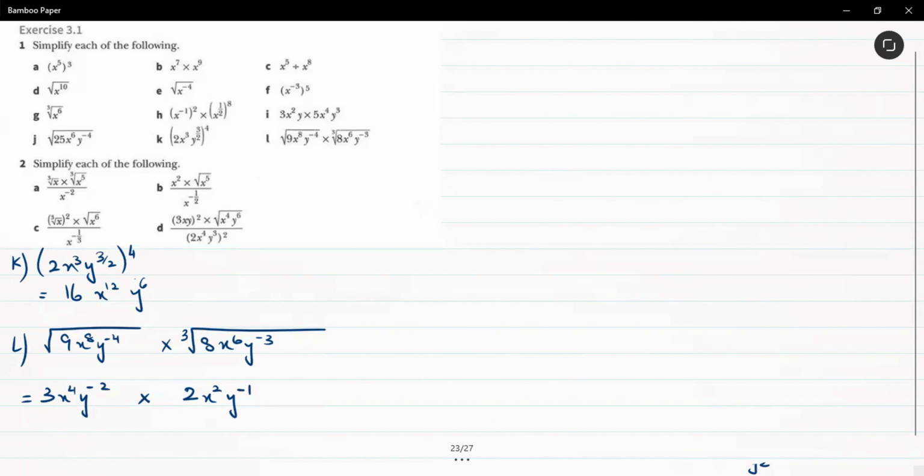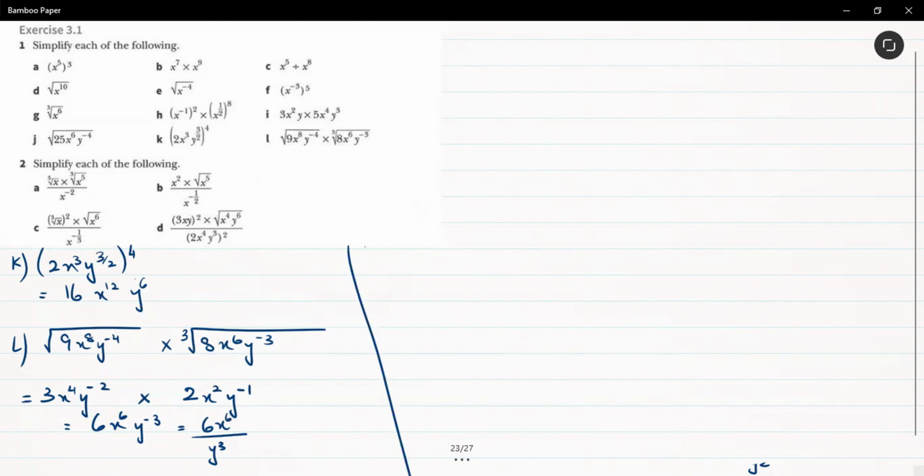So we can say it's going to be equal to 3x to the power 4 multiplied by 2. Again, we only multiply the values which are the same: integer to integer, x to x, and y to y. So 3 times 2 is 6, x to the power 4 multiplied by x to the power 2 gives 4 plus 2, 6. And y to the power negative 2 multiplied by y to the power negative 1 gives y to the power negative 3. If we were to write it in a different form, we could say 6x to the power 6 divided by y to the power 3.